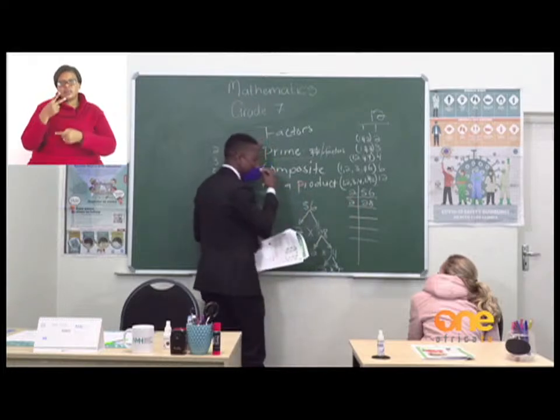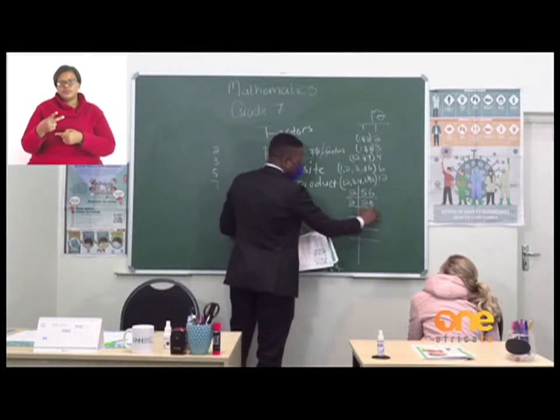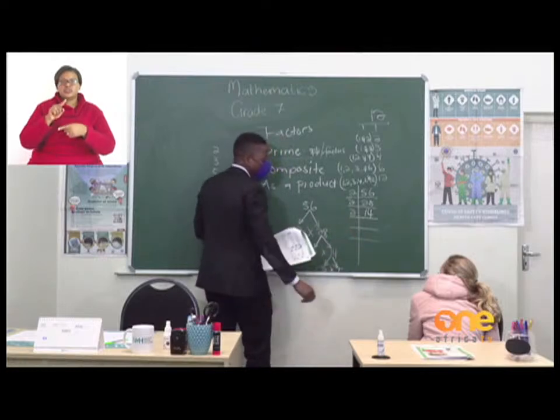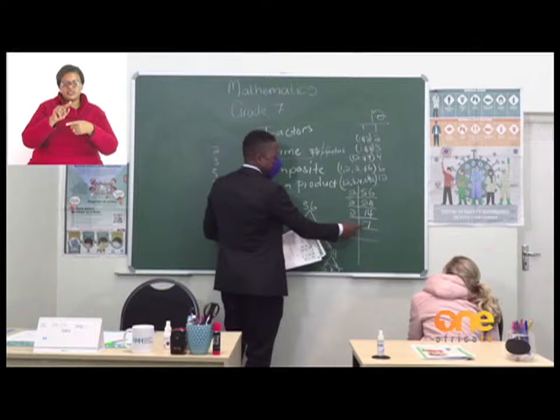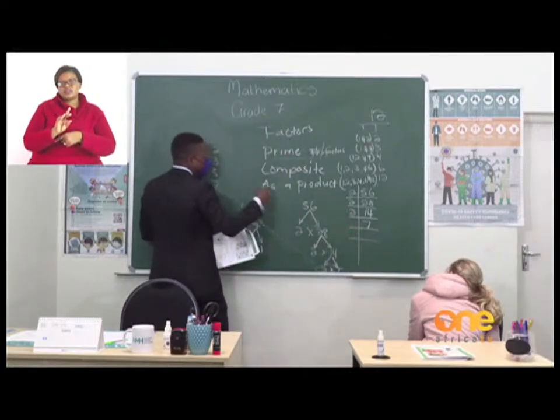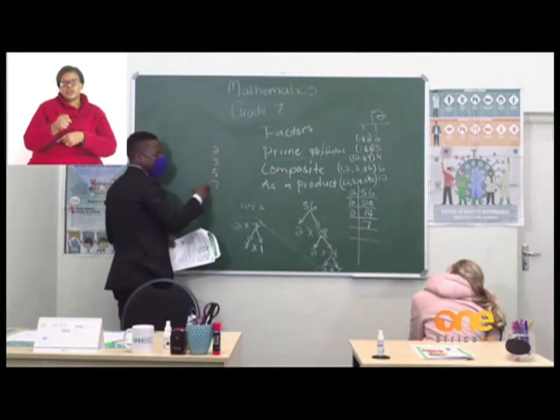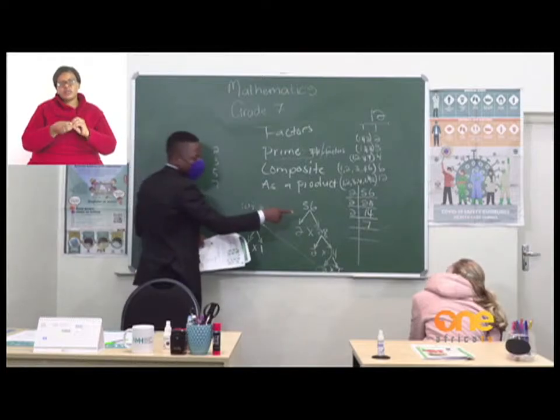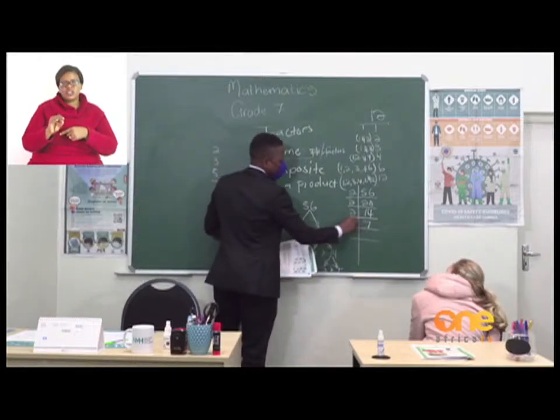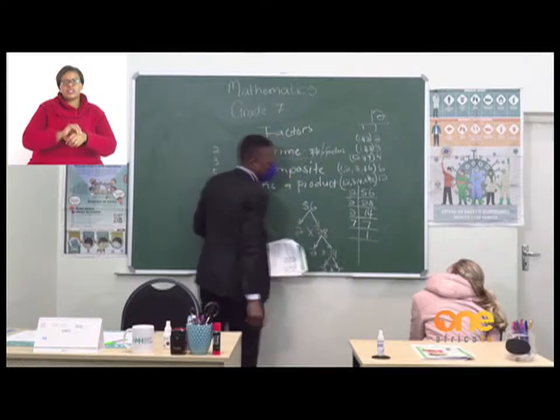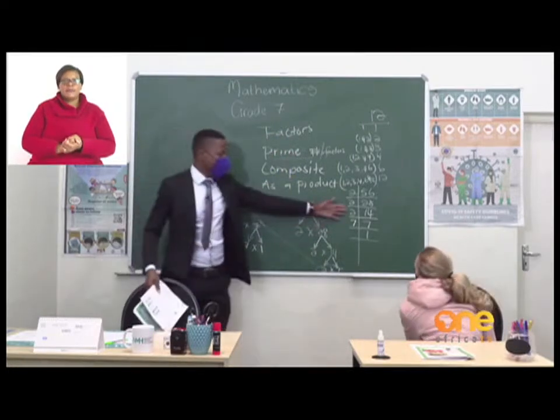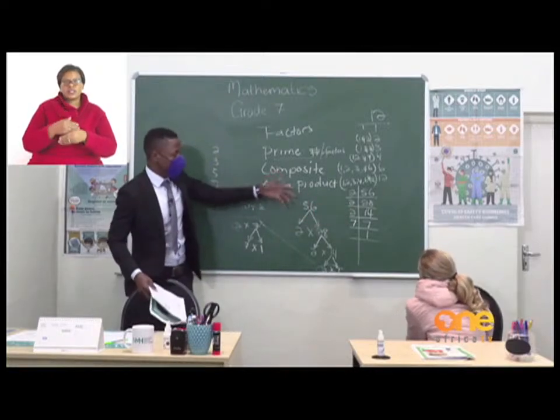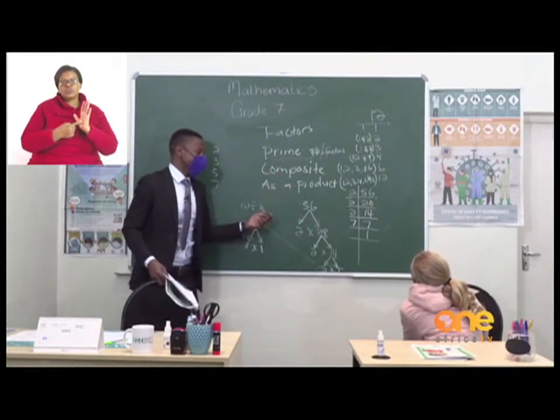Divided by 2, I'll get a 14. Divided by 2, I'll get a 7. And as I said, we cannot divide 7 by 2. We must find the next prime factor that can divide into 7, which of course will be 7, and then you get your 1. This is your working. This is the work you have done to prove how you get to the answer.